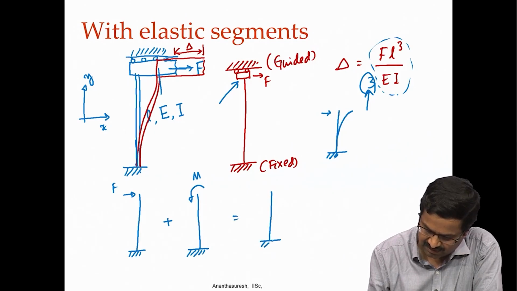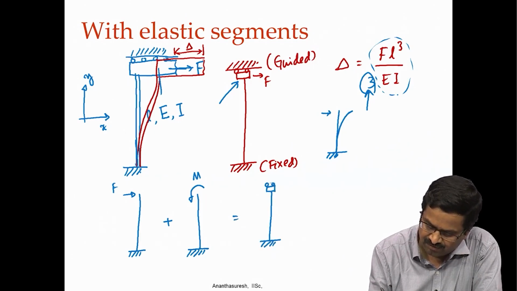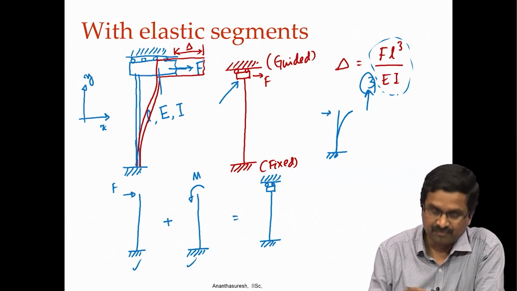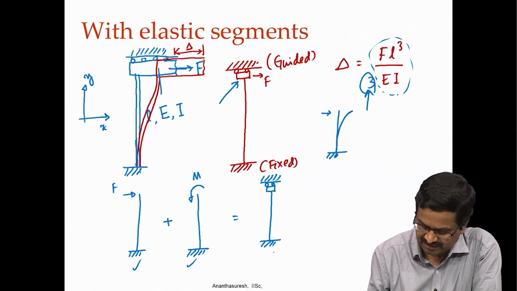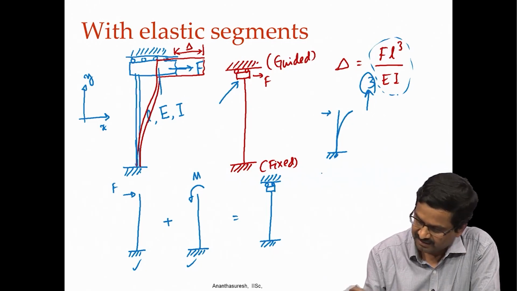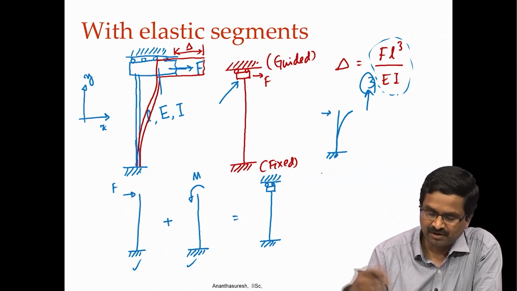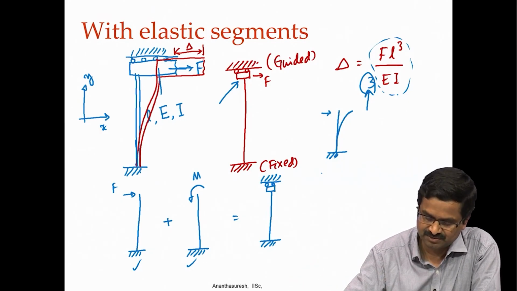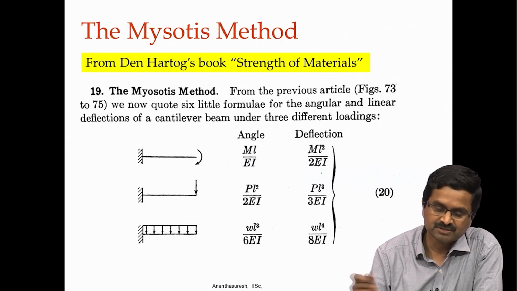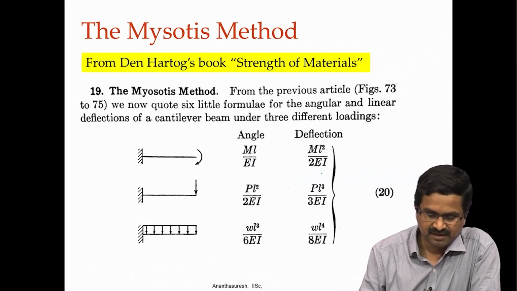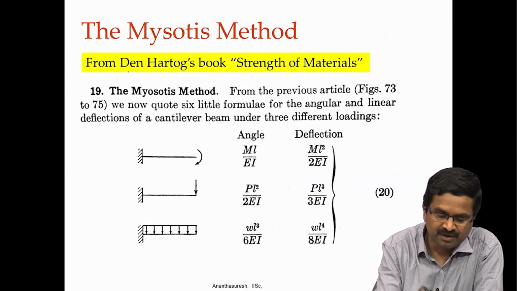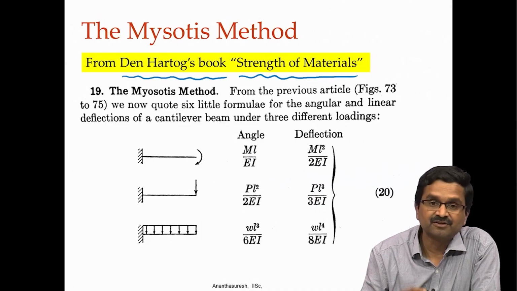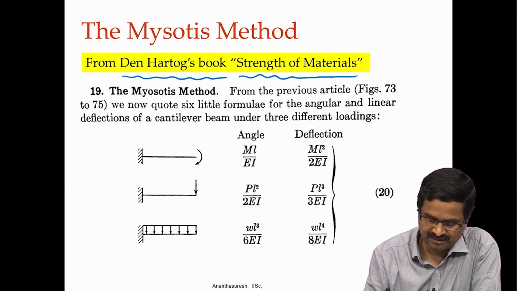So this problem that we have here, we are splitting into two of what we call statically determinate cases. This statically indeterminate, we get this, and this can be done very quickly, you do not have to look up anything because this will be useful for analyzing compliant mechanisms. So let us look at what is known as this Myosotis method, which I have taken from Den Hartog's book titled Strength of Materials or Mechanics of Materials.